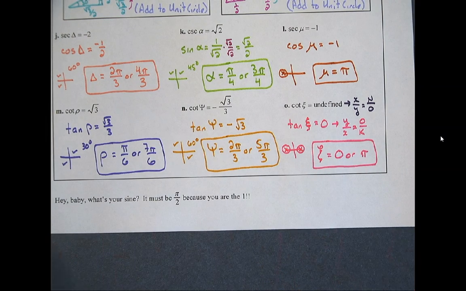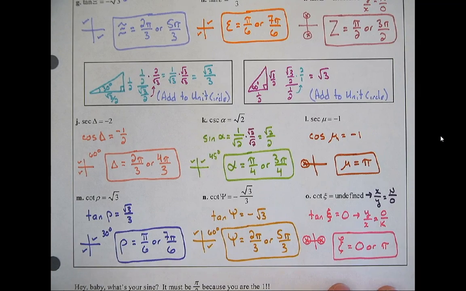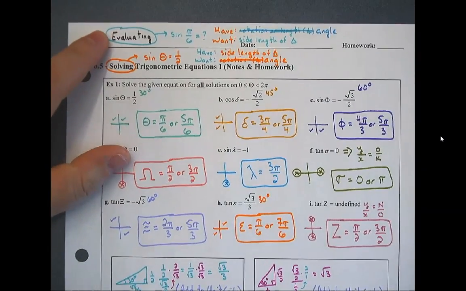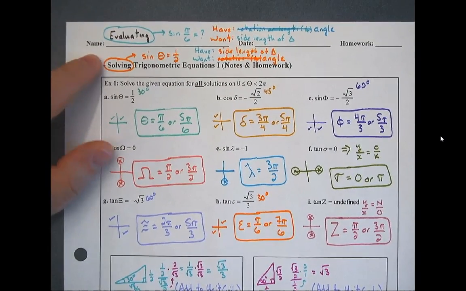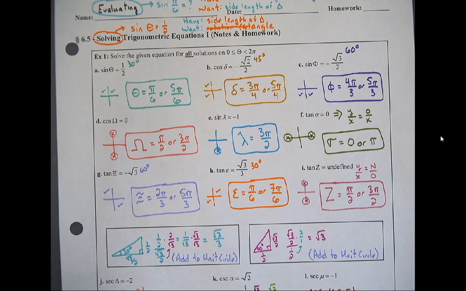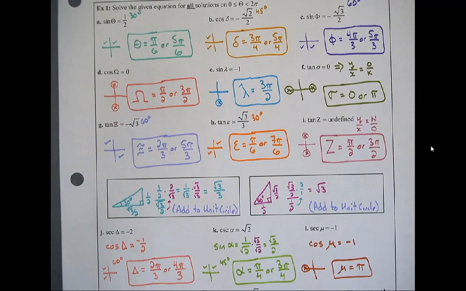All right, a lot going on here. This is a whole other page of the test, which is solving. Evaluating is one page, and then solving is another page. So half of the test is this idea of relating special right triangles to the unit circle. Good luck.